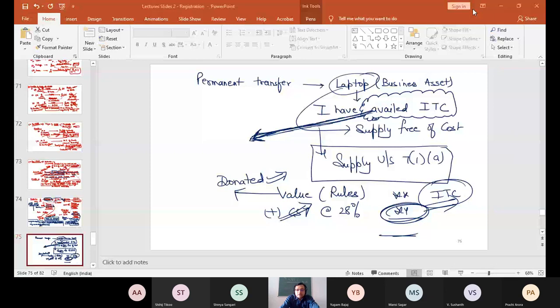Please raise your hand if the point is clear. Hurry up. So we have covered our 7(1)(c), my first activity. Even if free, still you have to treat it as supply. So that's sufficient for now.